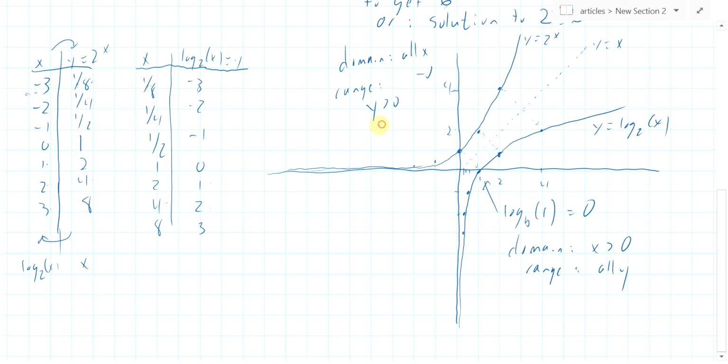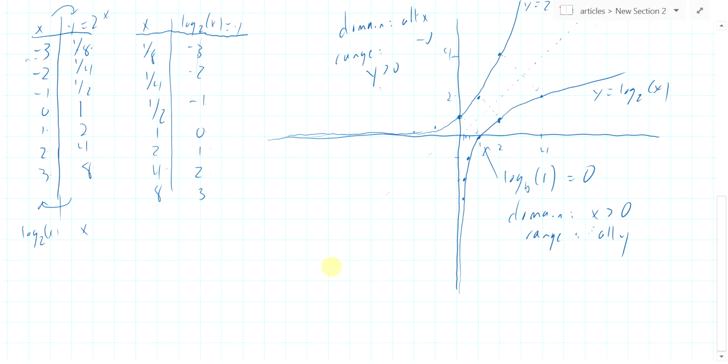Right? The range of an exponential function is y greater than 0. But the range of an exponential function is the domain of the logarithm function. So if the range here is y greater than 0, then the domain of the logarithmic function is x greater than 0. And the domain of the exponential function is the range of the log function. So the domain here is all x, which means the range there is all y. So the graphs are related in that way. They're reflections over the graph of y equals x. They're technically called inverse functions. We're not going to get into that in any great detail.